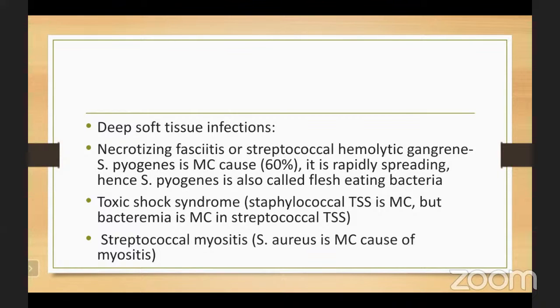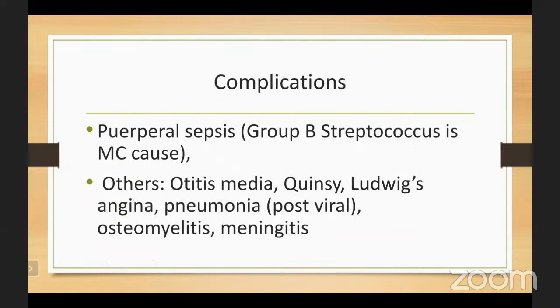Toxic shock syndrome. Staphylococcal toxic shock syndrome is most common, but bacteremia is most common in streptococcal toxic shock syndrome. Next one is streptococcal myositis, inflammation of muscles. Streptococcus aureus is the most common cause of myositis. Next one is a complication, peripartum sepsis, which is caused by group B Streptococcus, is the most common cause. Others such as otitis media, quinsy, Ludwig's angina, pneumonia, post-viral, osteomyelitis, and meningitis will be there.